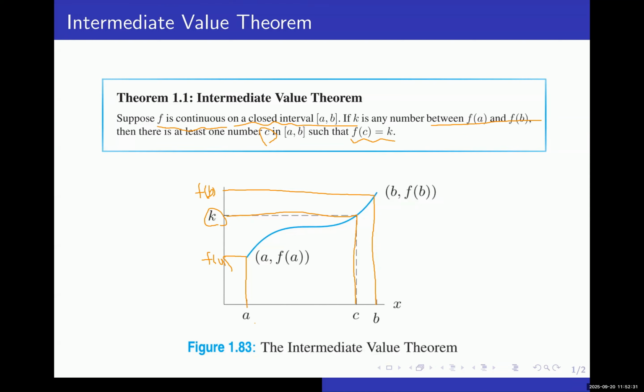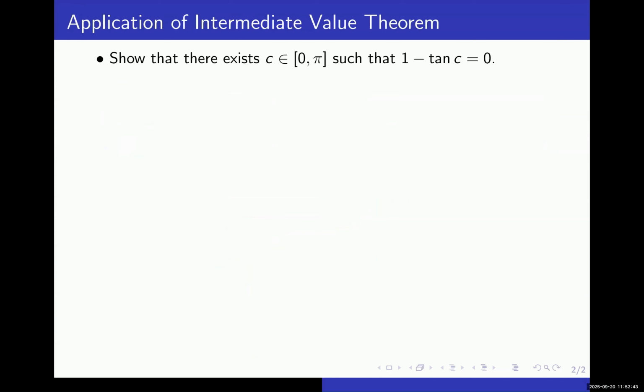So how to apply this theorem to solve a problem? Here's the problem. We want to show that there exists some number c between 0 and pi such that 1 minus tangent c is equal to 0.